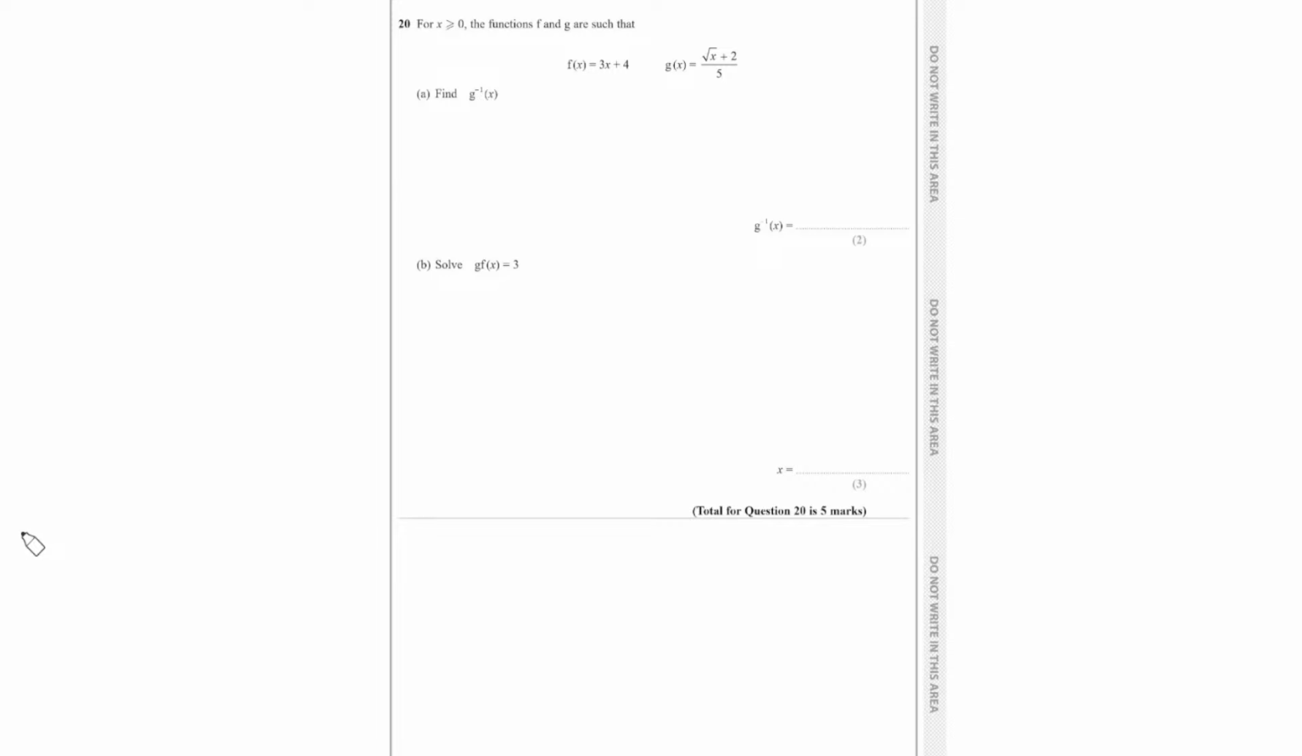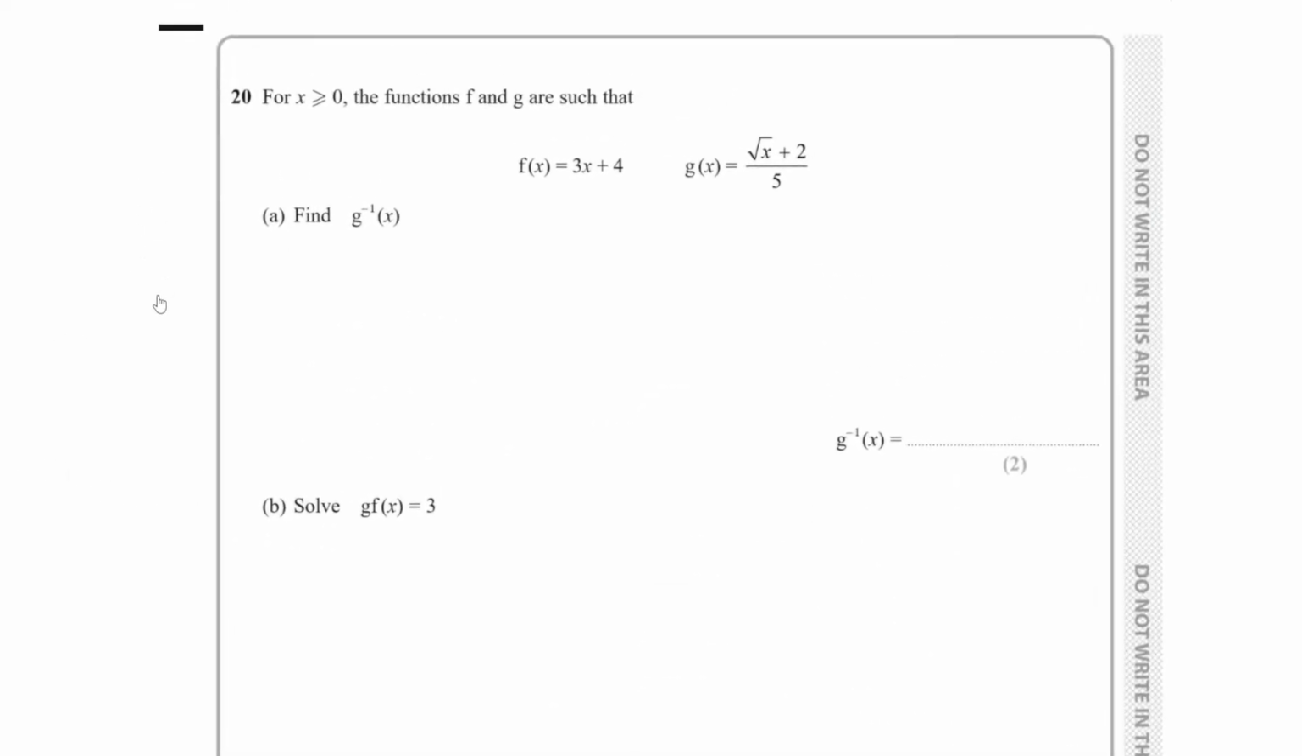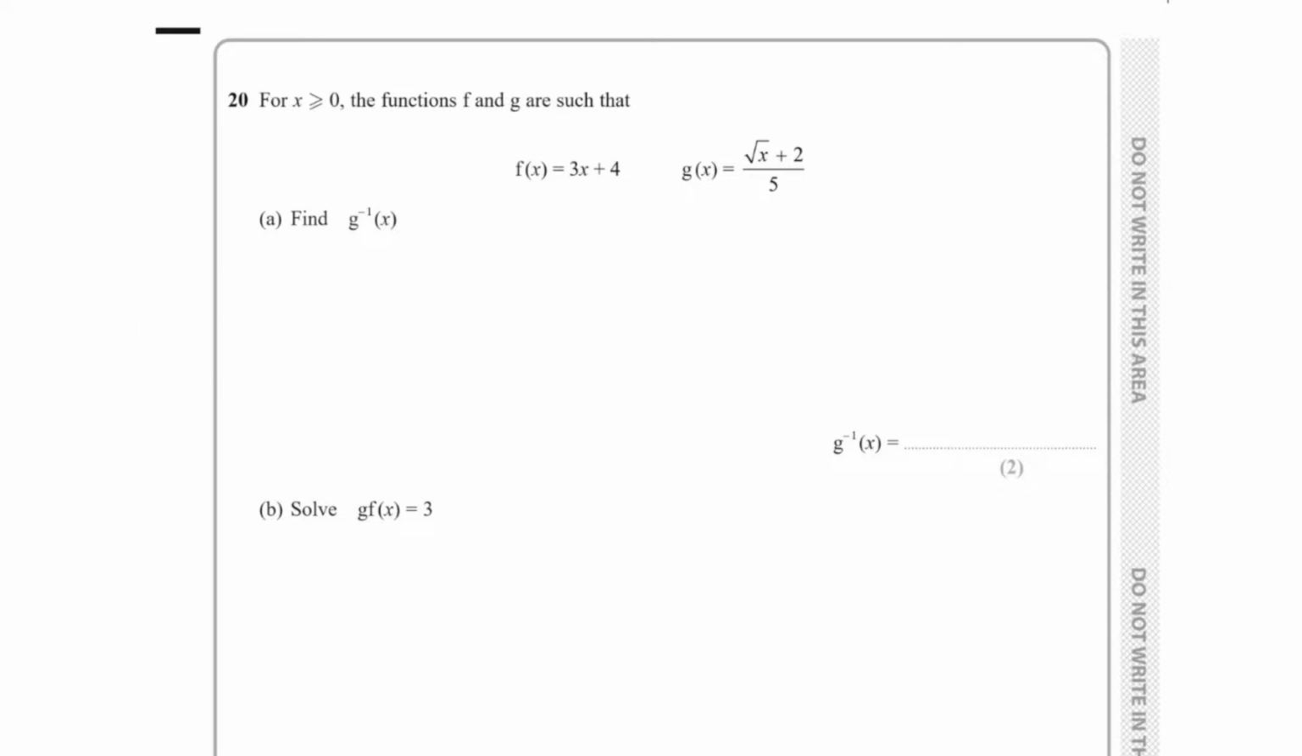Okay, we're getting closer to the end now. Question 20, we've got functions. So part A, we've got find g to the power of -1 of x, which is the inverse function basically, isn't it? We need to know that that format is referring to the inverse function. So this one we only need to focus on g, we don't need to worry about f. Just leave that for now.